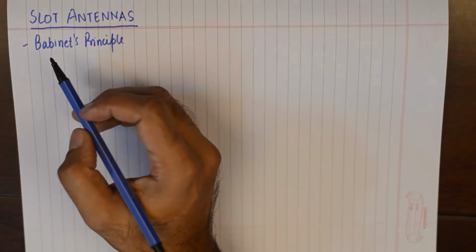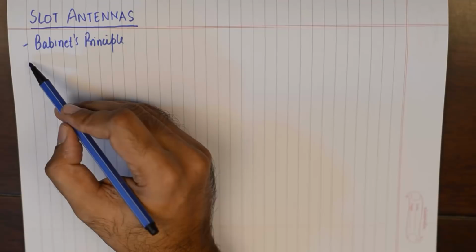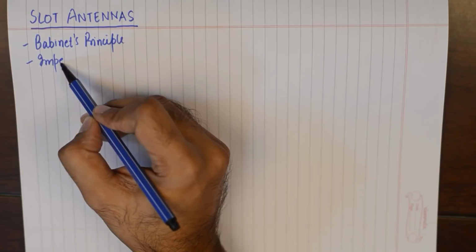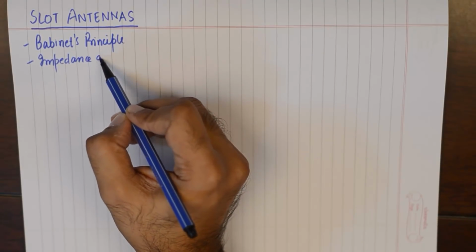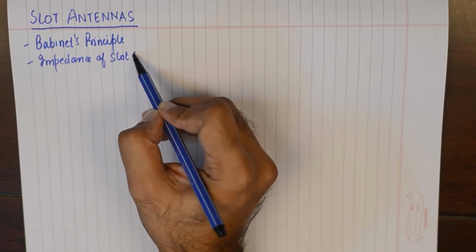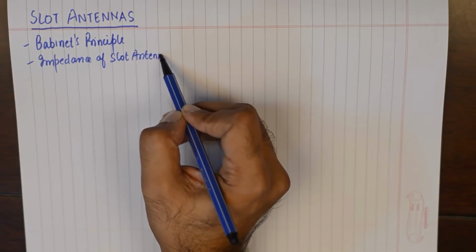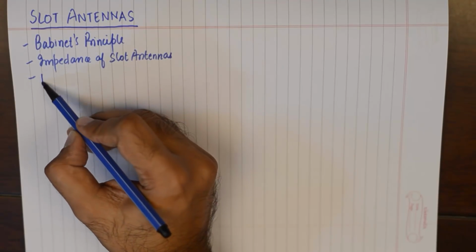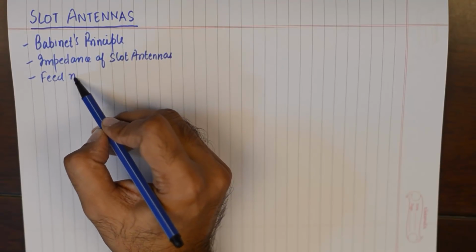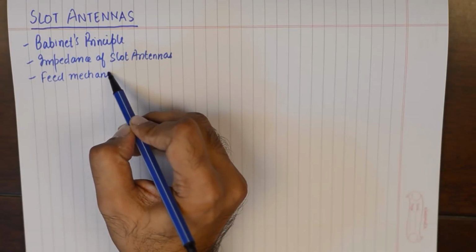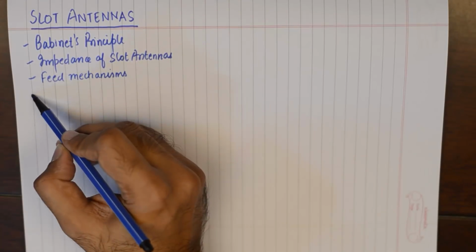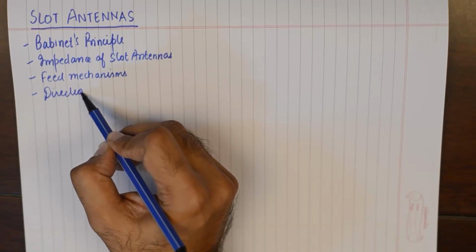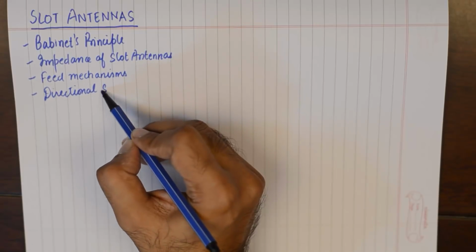And then we'll discuss the impedance of slot antennas, and finally we'll discuss something about the feed mechanisms, and lastly we'll discuss directional slot antennas.